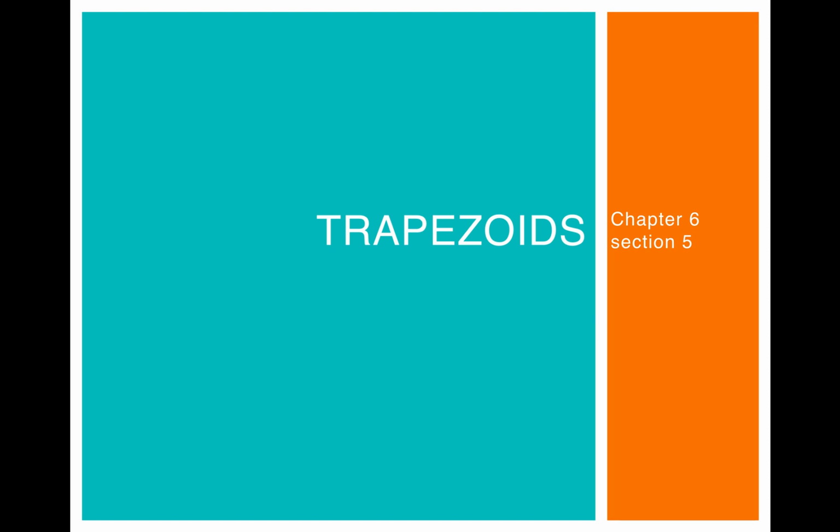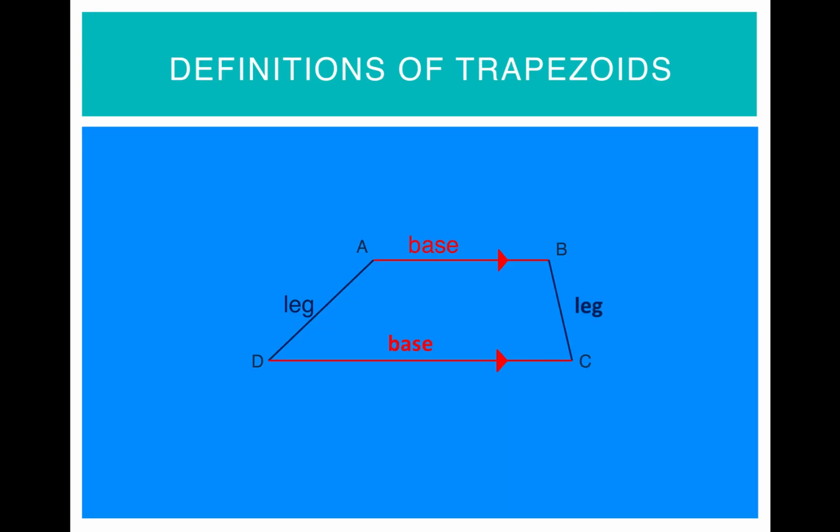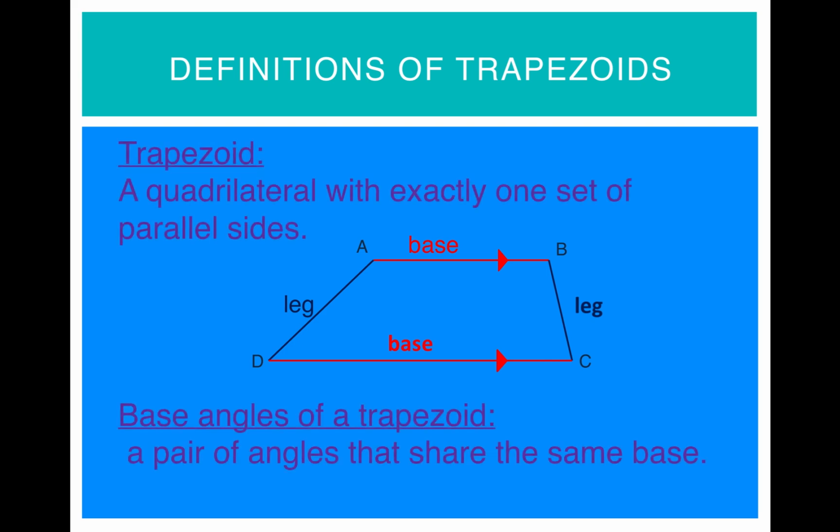Welcome. Today we're going to be doing Chapter 6, Section 5, and we're going to be talking about trapezoids. So first of all, let's talk about the definition of a trapezoid. A trapezoid is a quadrilateral with exactly one set of parallel sides.